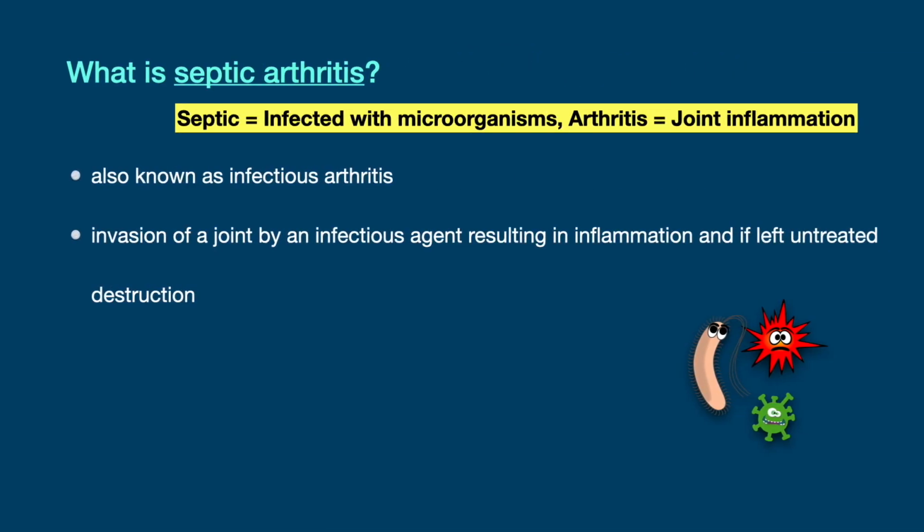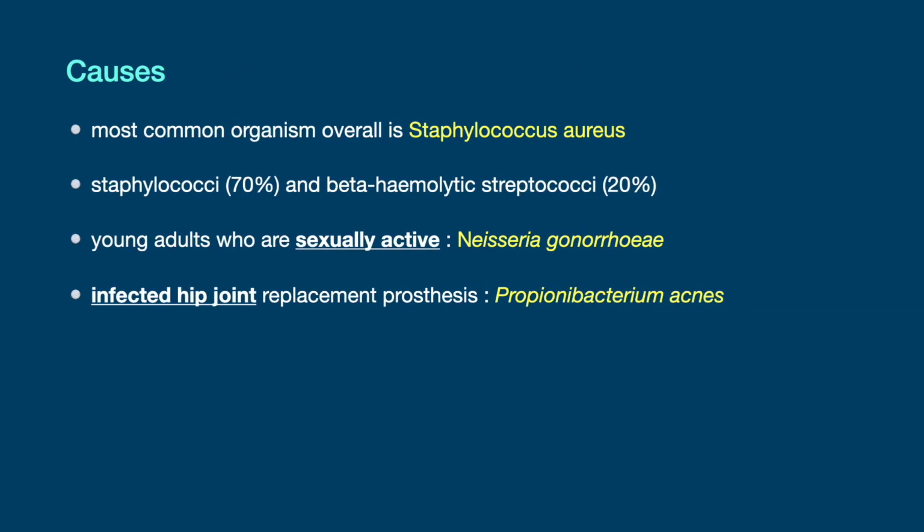The term septic refers to infected with microorganisms, especially harmful bacteria. Septic arthritis is also known as infectious arthritis. It is the invasion of a joint by an infectious agent resulting in inflammation and, if left untreated, destruction. The most common organism overall is Staphylococcus aureus.